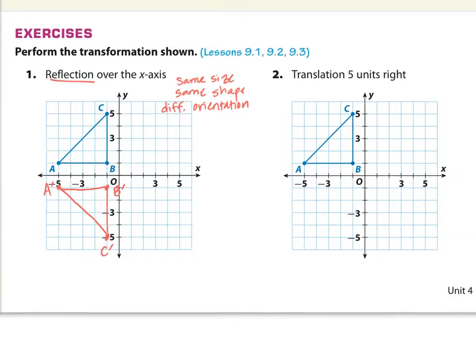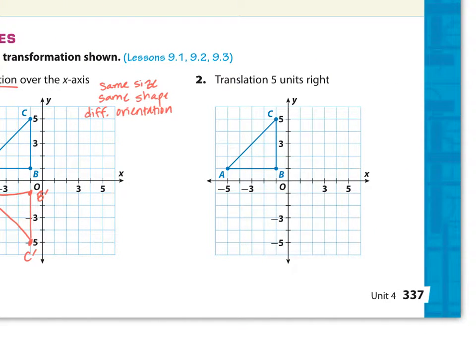Number 2, translation 5 units to the right. So that means if I start at point C, I'm going to count 1, 2, 3, 4, and 5, and my C prime is going to be right there. So there's C prime. Do the same thing with B, 1, 2, 3, 4, and 5. And then point A as well, 1, 2, 3, 4, and 5. So I end up with this image.